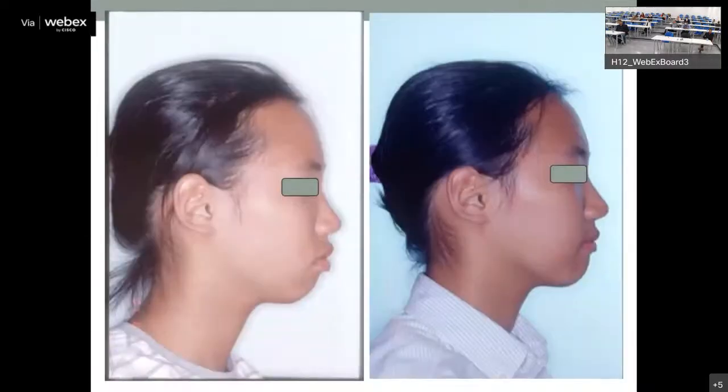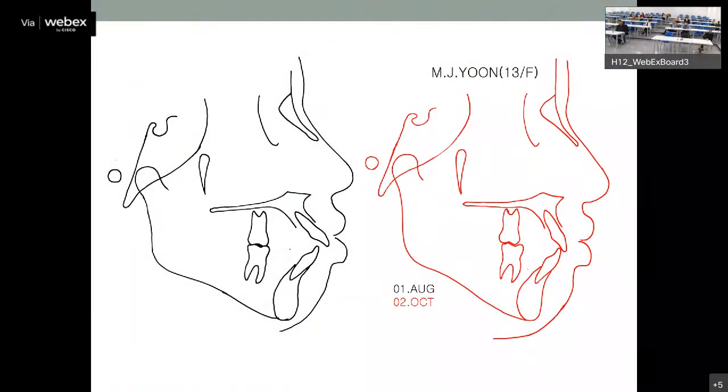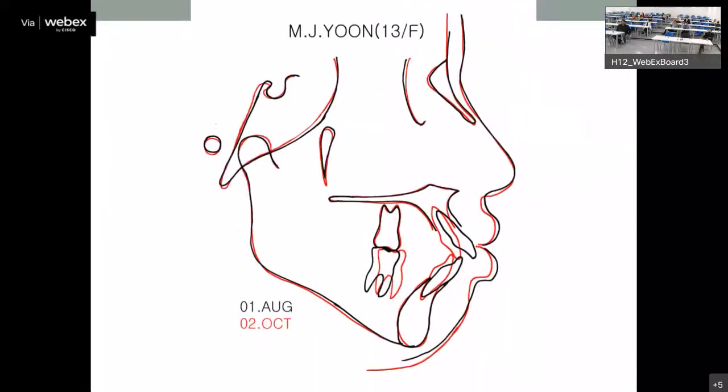And if you look at the pre-treatment lateral ceph with the pre-finish lateral ceph, you can notice the amount of incisor retraction, upper and lower. You can see also the profile change. This is the tracing of the lateral ceph before and the tracing of the lateral ceph just before the debond. This is the red color after, the black color before. When we superimpose them together, you can see the tooth movement that took place during the treatment.